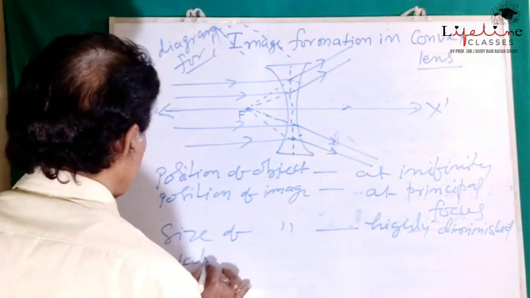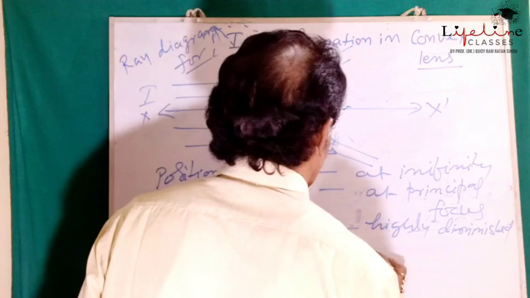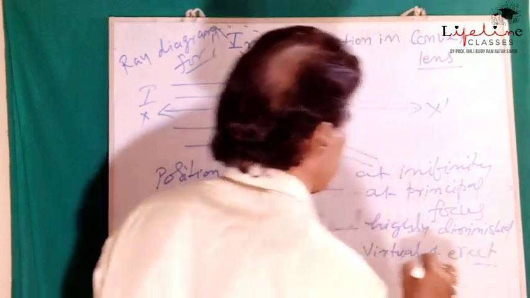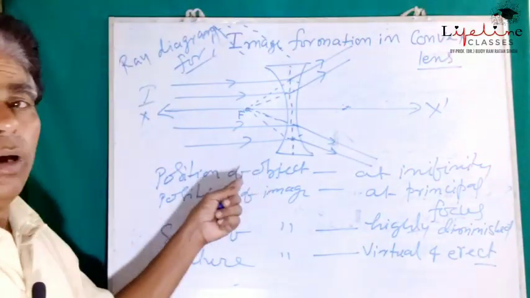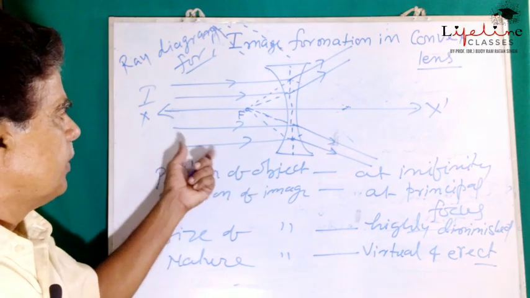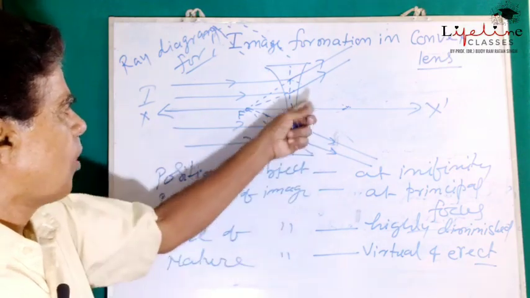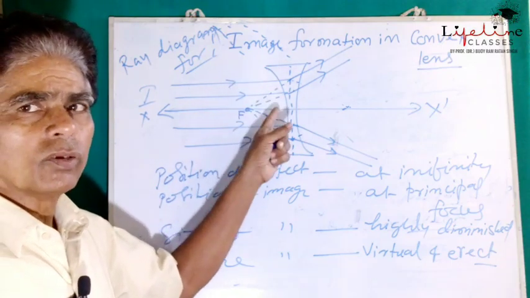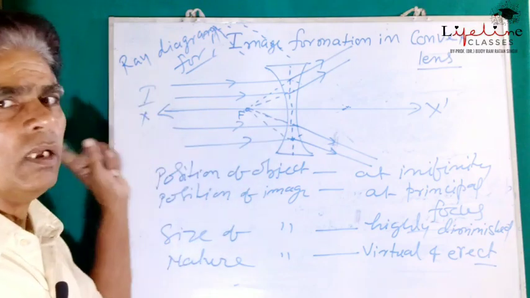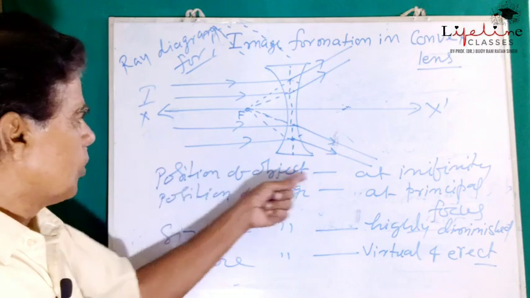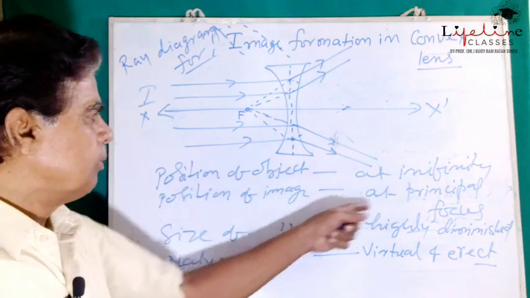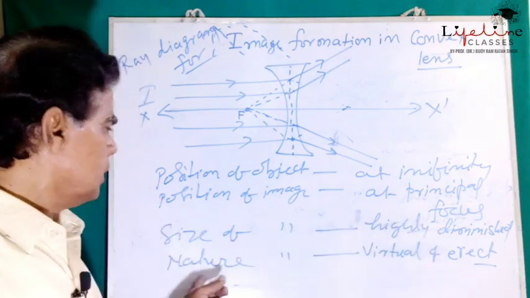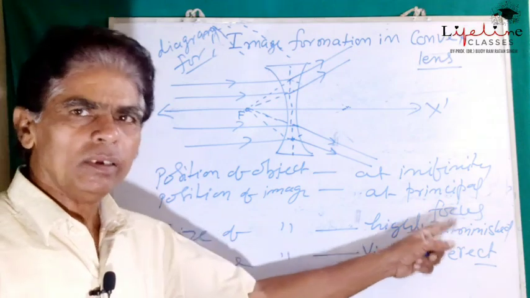and nature of image virtual and erect. So these are the features of the image formed by concave lens when object is placed at infinity. See here, position of object at infinity, position of image at principal focus, size of image highly diminished, and nature of image virtual and erect.